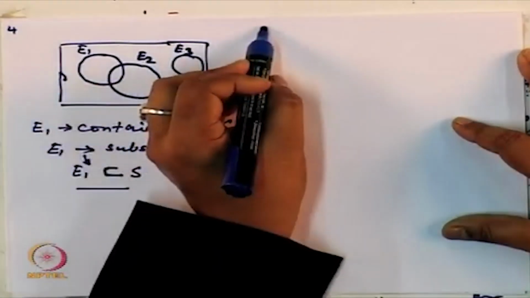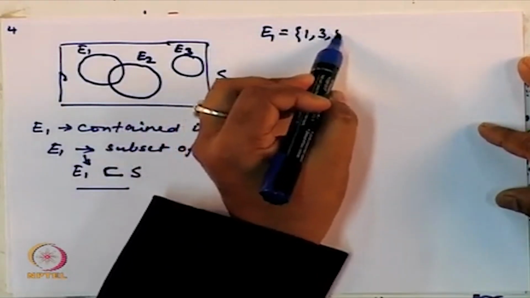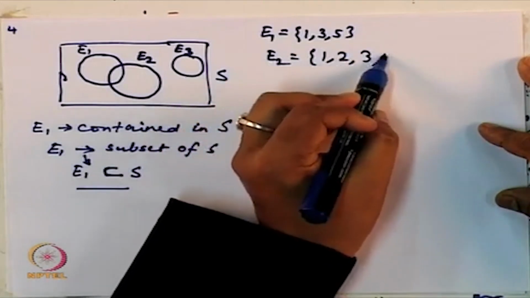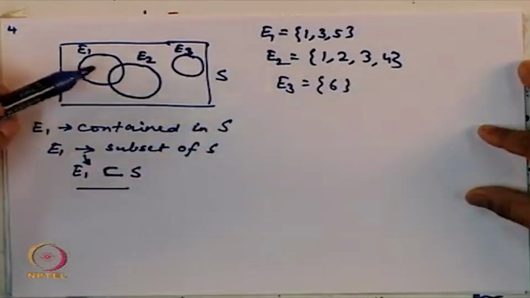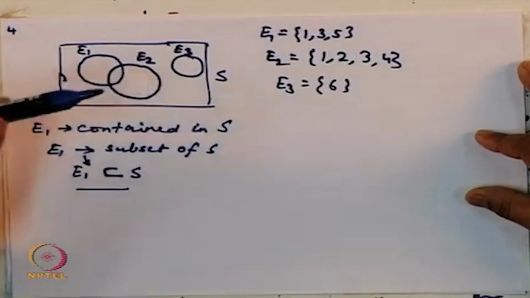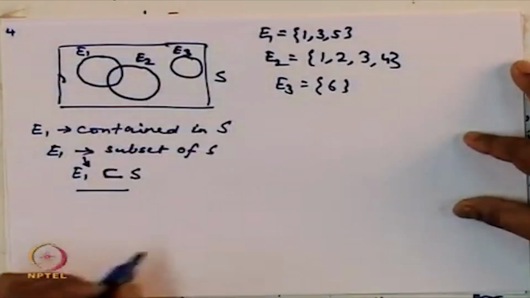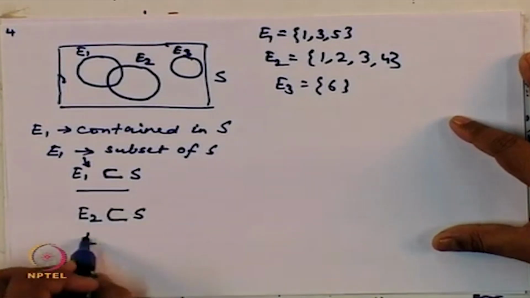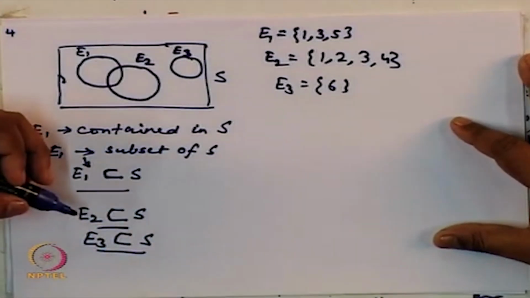Okay. So, what were my previous events in the case of rolling a die? E1 is 1, 3, 5 occurring, E2 is 1, 2, 3 or 4 occurring, and E3 is 6 occurring. Note the way I have drawn all of these events E1, E2 and E3 are represented as circles within this rectangle, which means all these events fulfill this particular criteria. All are contained within the sample space.